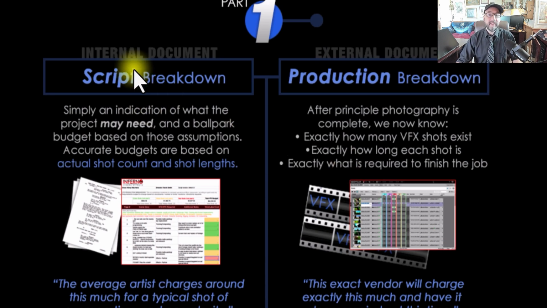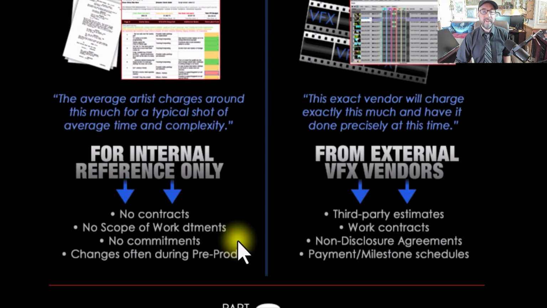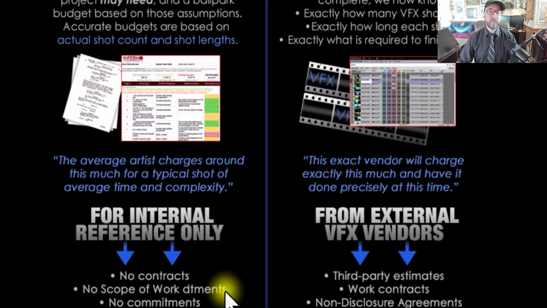A script breakdown is simply an internal document for before we've even shot a frame of the movie. It's an indication of what the project may need. So this is a ballpark budget, and this ballpark may be way off. Why? Because we don't actually know what is going to be shot. We don't know if that 1 page of script is going to take 15 shots or 1 shot, right? So the script breakdown is pretty loose. It just basically tells you the average artist charges around this much for a typical shot of average time and complexity. There are no contracts, no scope of work documents, no commitments, and it changes rapidly in pre-production.